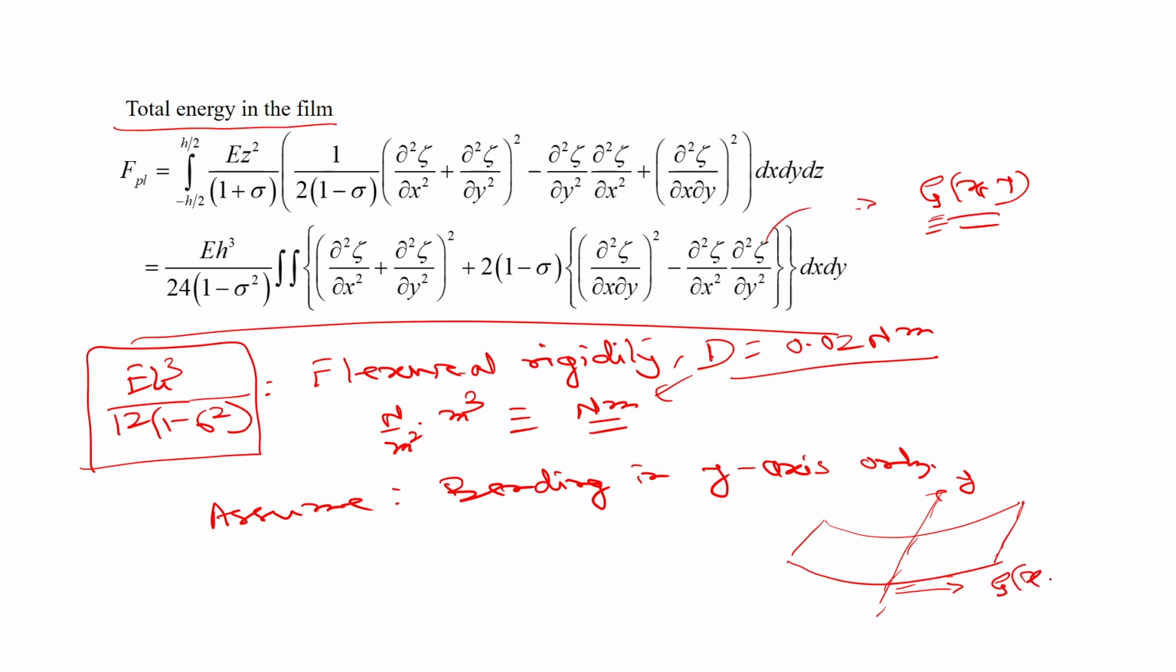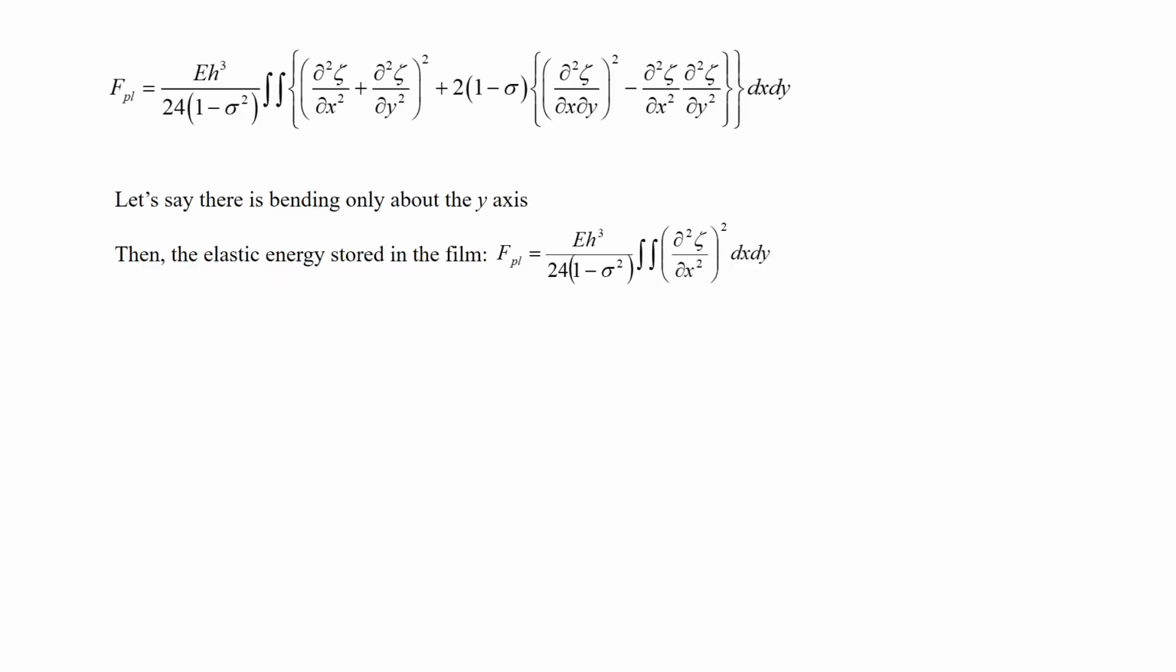So, zeta is a function of x only. Zeta is no longer a function of y, because the plate is bending only about the y axis. Therefore, in all these cases the dependence of zeta on y is not there, so all these quantities will be equal to 0, and we will have only this quantity. Here it is half, and then we have D, and then del square zeta by del x square, whole square, and dx dy.